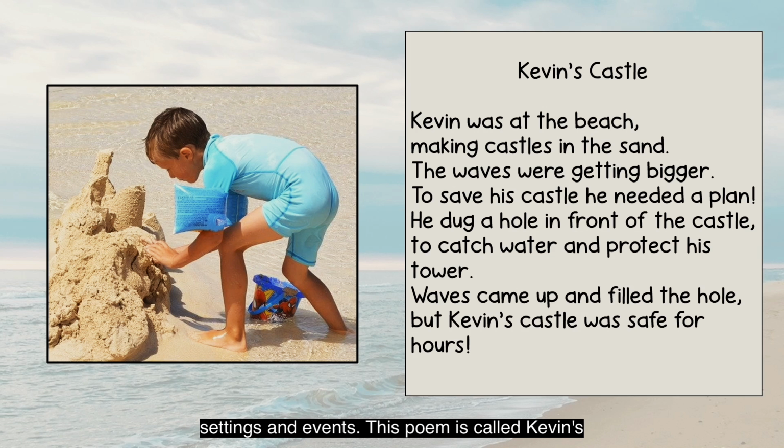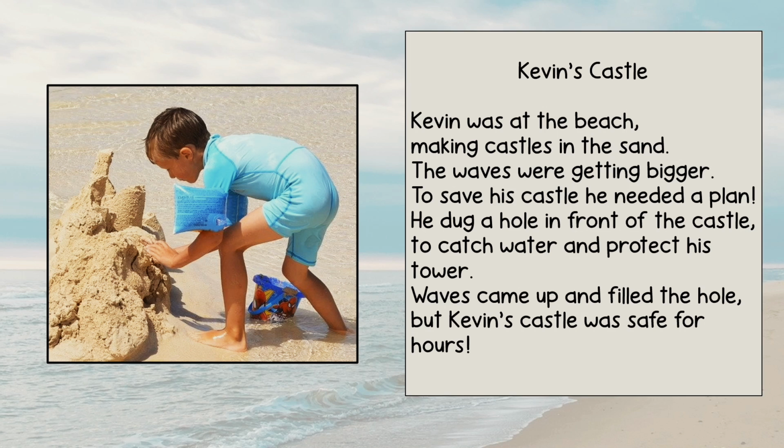This poem is called Kevin's Castle. Kevin was at the beach making castles in the sand. The waves were getting bigger. To save his castle, he needed a plan. He dug a hole in front of the castle to catch water and protect his tower. Waves came up and filled the hole, but Kevin's castle was safe for hours.